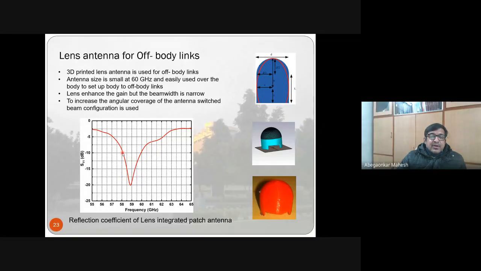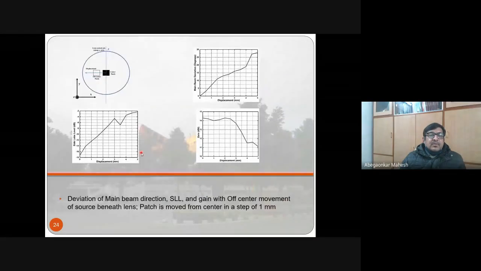So different experiments were done on the deviation of the lens from the antenna. This black patch here shows the patch antenna, and this is an off-center patch antenna. So whether the lens is exactly above the patch, or at an angle from the patch, different experiments were done.